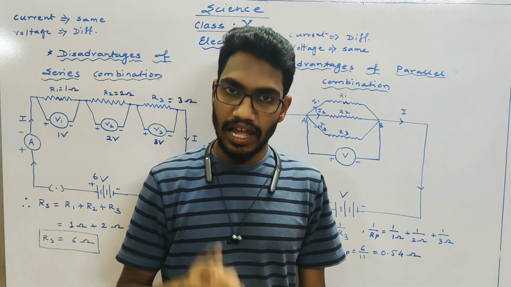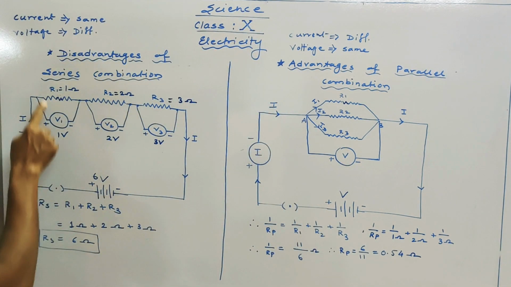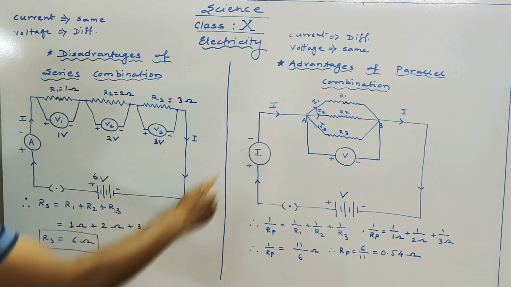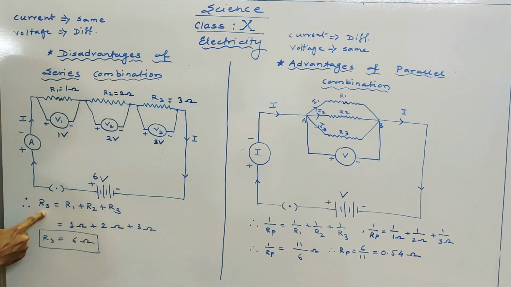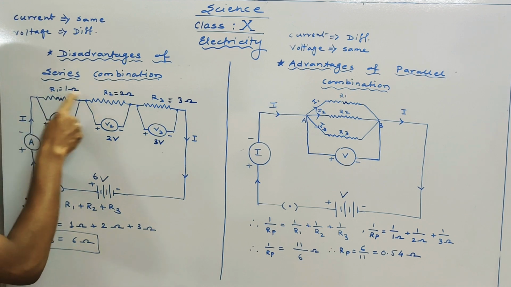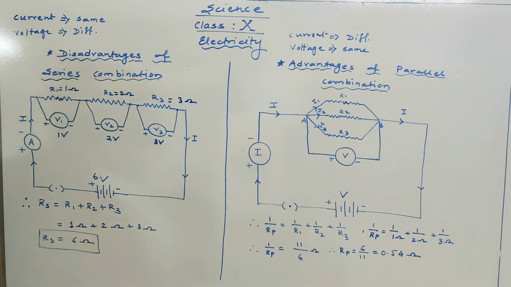Are you getting me? Last and the most important one is, see the calculation. If R1, R2 and R3 are connected in series combination, the equivalent resistance, the meaning of equivalent resistance is the resistance of the whole circuit. The equivalent resistance is equal to R1 plus R2 plus R3, 1 ohm plus 2 ohm plus 3 ohm, it is 6 ohm. So the equivalent resistance of this whole combination is 6 ohm. So what exactly happened? If you connect them in series combination, the overall resistance increases.